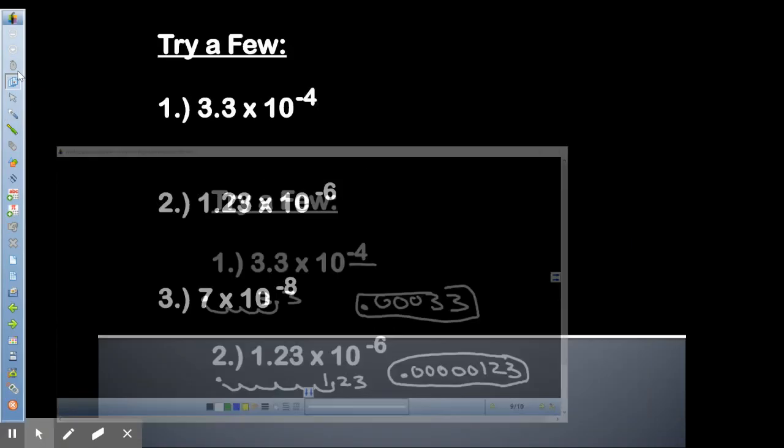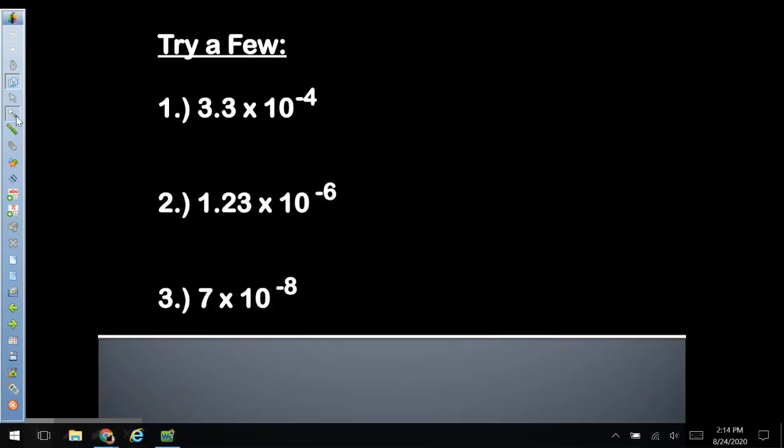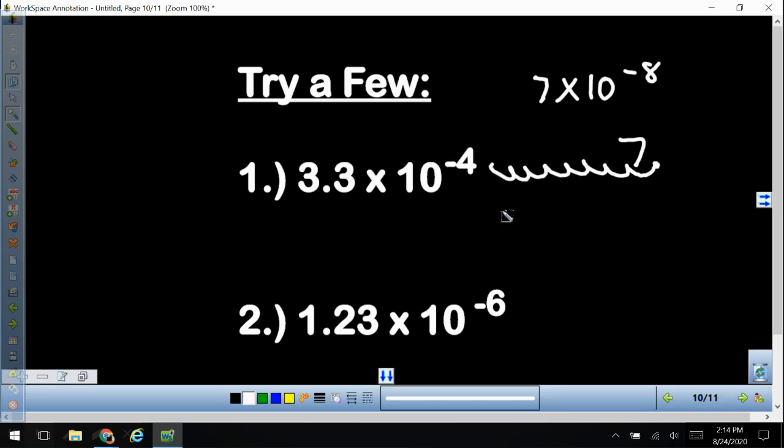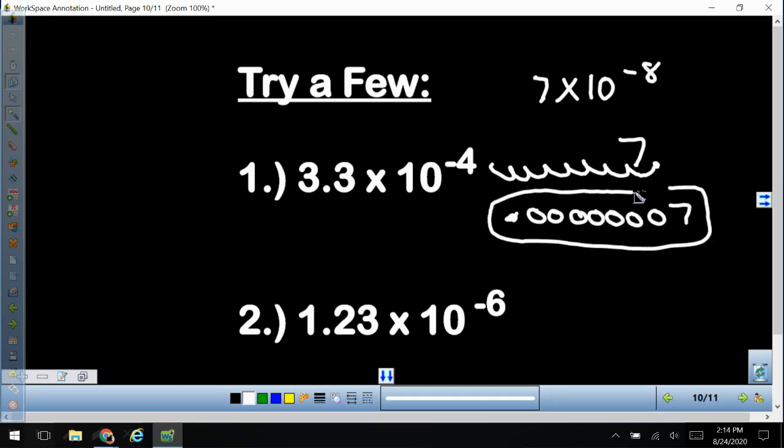And we have one more. 7 times 10 to the negative 8. Rewrite the coefficient, which is just 7. And my decimal, well, where is it? Once again, it's hidden. You can't see it. So you know it should be at the end of the 7. And it's going to the left 8 times. 1, 2, 3, 4, 5, 6, 7, 8. A very small number. Move my decimal 8 times.